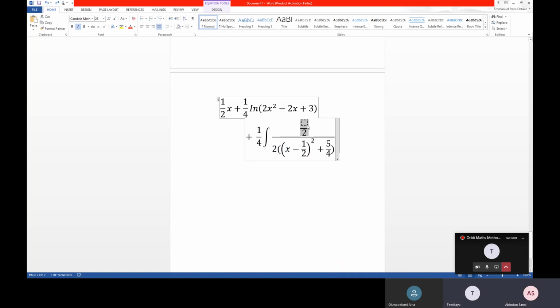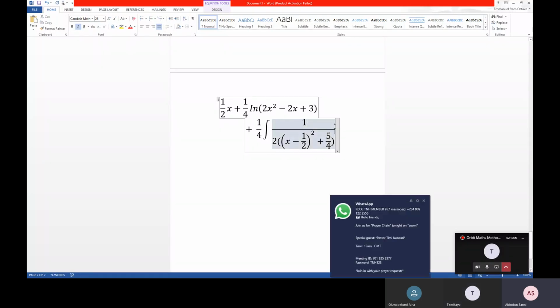Let me put 1 here. So then put the x here. Then let me remove the 2 and the bracket and the bracket. Are we good to this place?